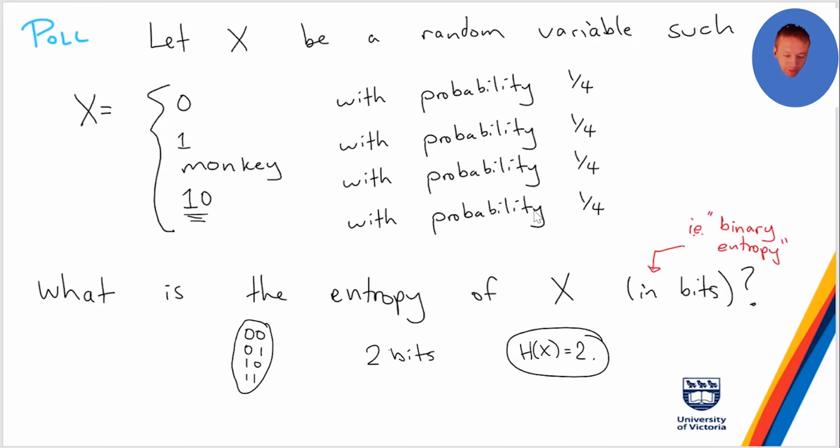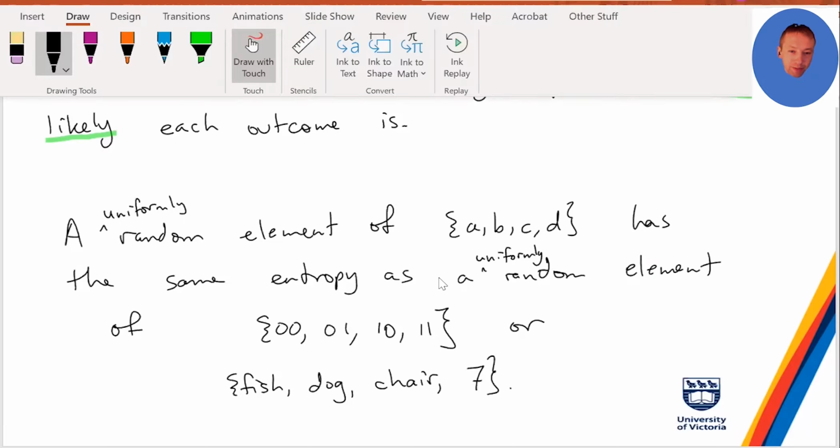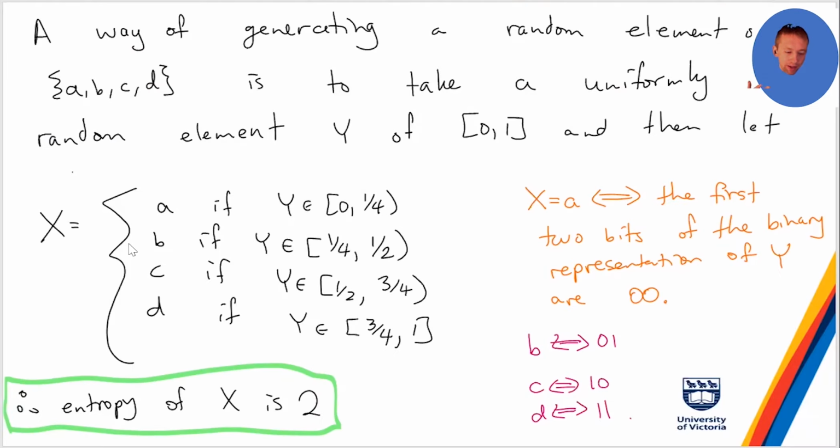So the actual outputs of x don't matter for the entropy. If I took a random element of a, b, c, d, it has the same entropy as taking a uniformly random element of 0001, 1011, or fish, dog, chair, 7. It doesn't matter, but it does matter that all of these things happen with probability a quarter. So a way to think about it is: how can I generate a random element of the set A, B, C, D?